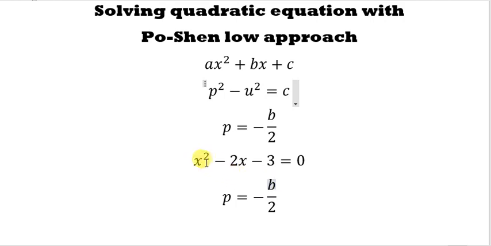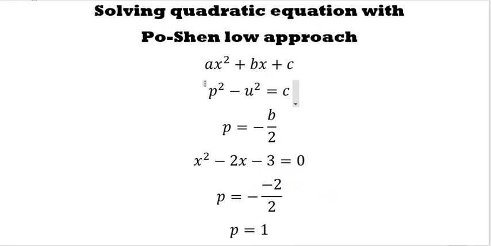So we go back to this equation, x squared minus 2x minus 3 equals 0, and compare it with the general form of the quadratic equation, which is this way. You realize that b is the coefficient of x. So the coefficient of x here is negative 2. That implies that to get p, we have to input negative 2 for b. Now, evaluating this, you realize that p will definitely be equal to 1.